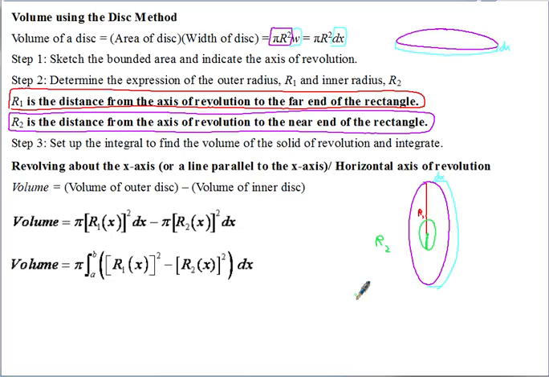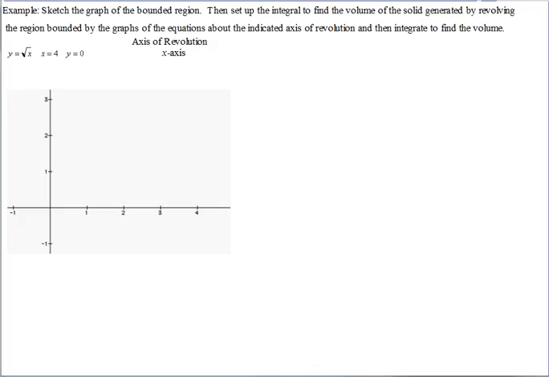So let's take a look and see how this works on some example problems. We're going to do the first two without a calculator and the second two with a calculator. It says sketch the graph of the bounded region. Okay. Then set up the integral to find the volume of the solid generated by revolving the region bounded by the graphs of the equations about the indicated axis of revolution. And then integrate to find the volume.